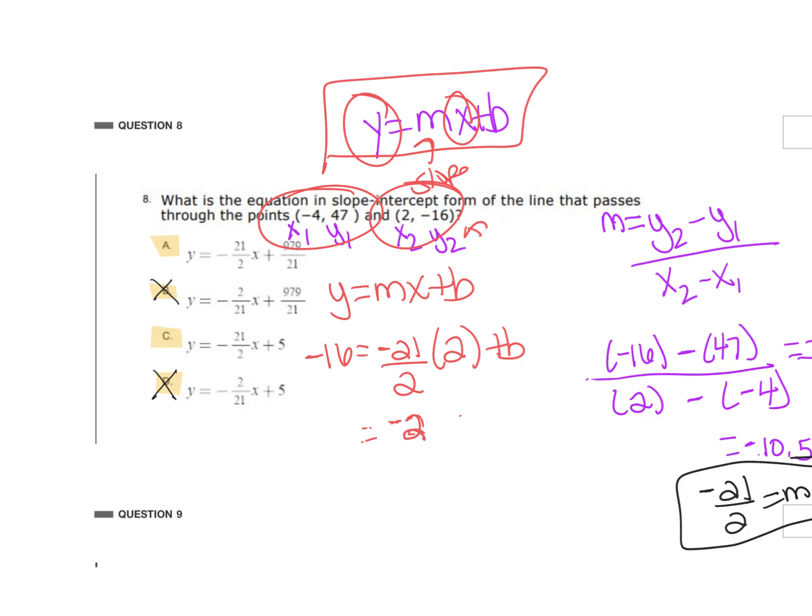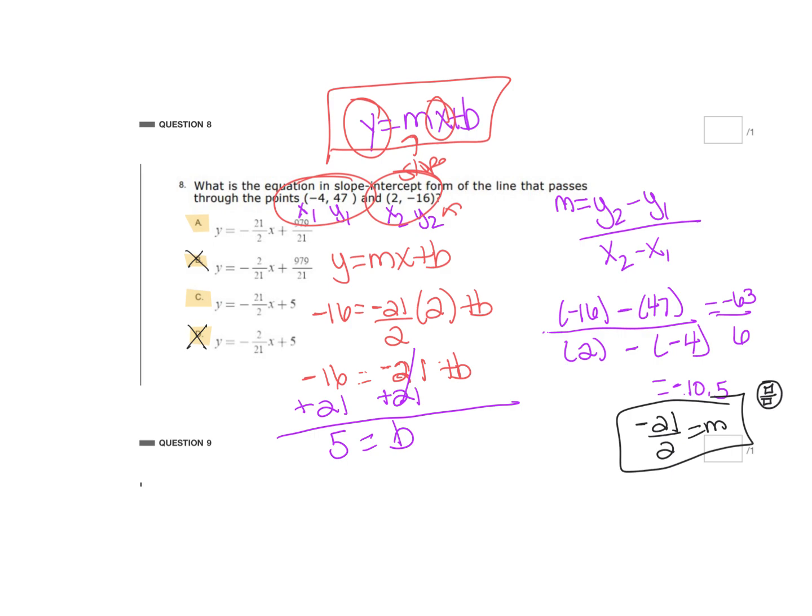So negative 16 equals negative 21 plus b. I'm solving for b, so here I'm going to add 21 to both sides. On the left-hand side, I'm left with positive 5. On the right-hand side, these cancel out. I'm left with b. So I am looking for an equation of a line in slope-intercept form that has a slope of negative 21 over 2 and a y-intercept of 5. And there we go. C is the answer.